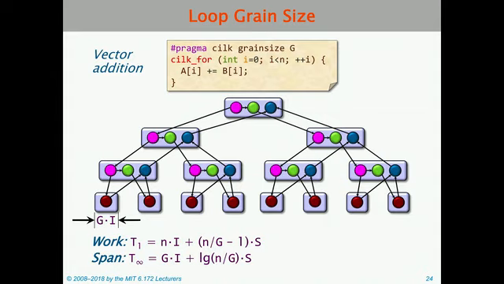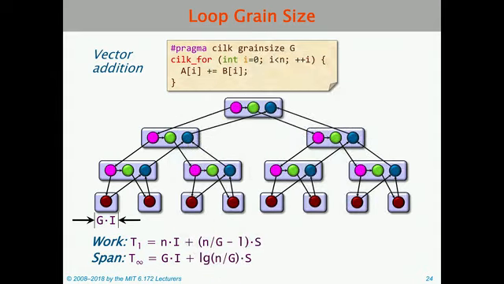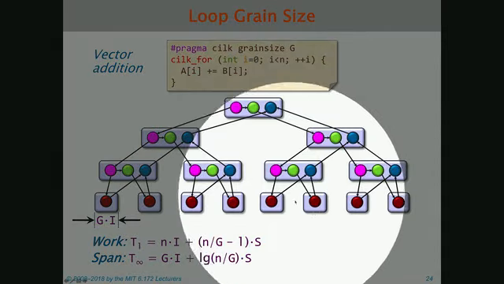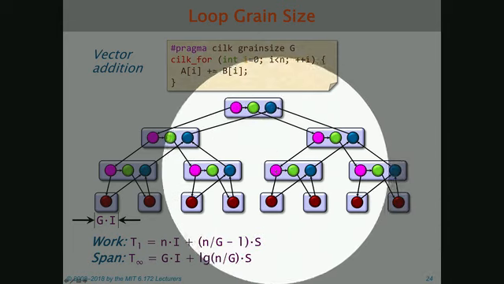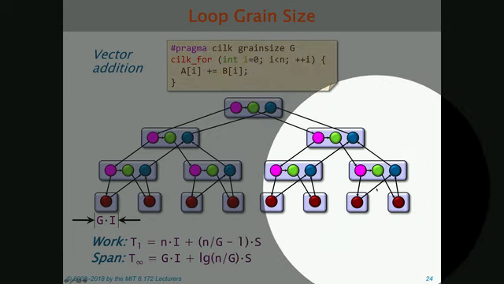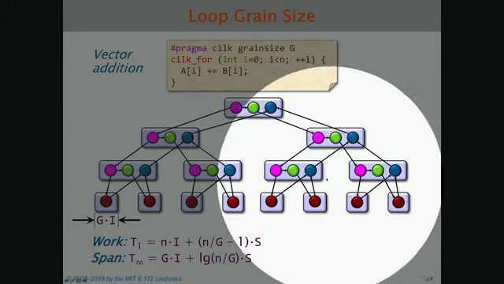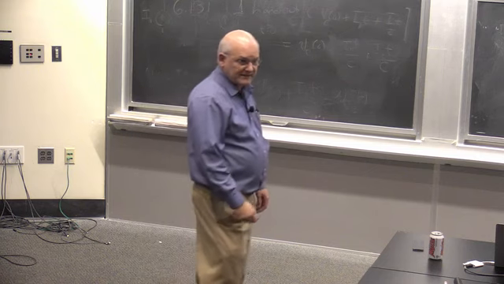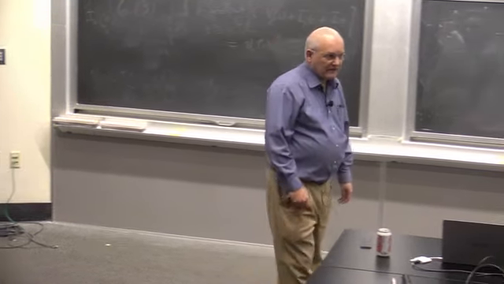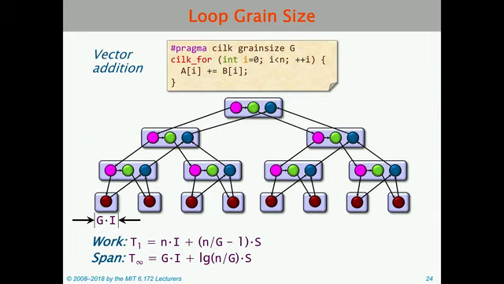If I had one subtree here dependent on another subtree, then indeed the span would grow. But the whole point is to make these two things independent so I can run them at the same time. So there's no dependency there. Okay, we good? So here I have the work and the span.